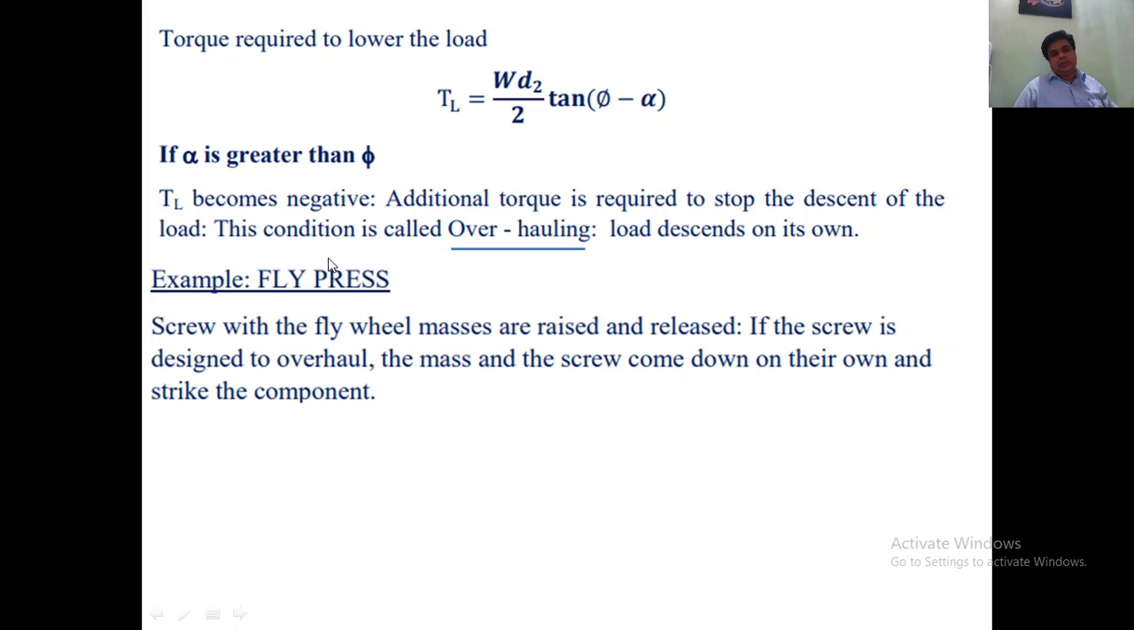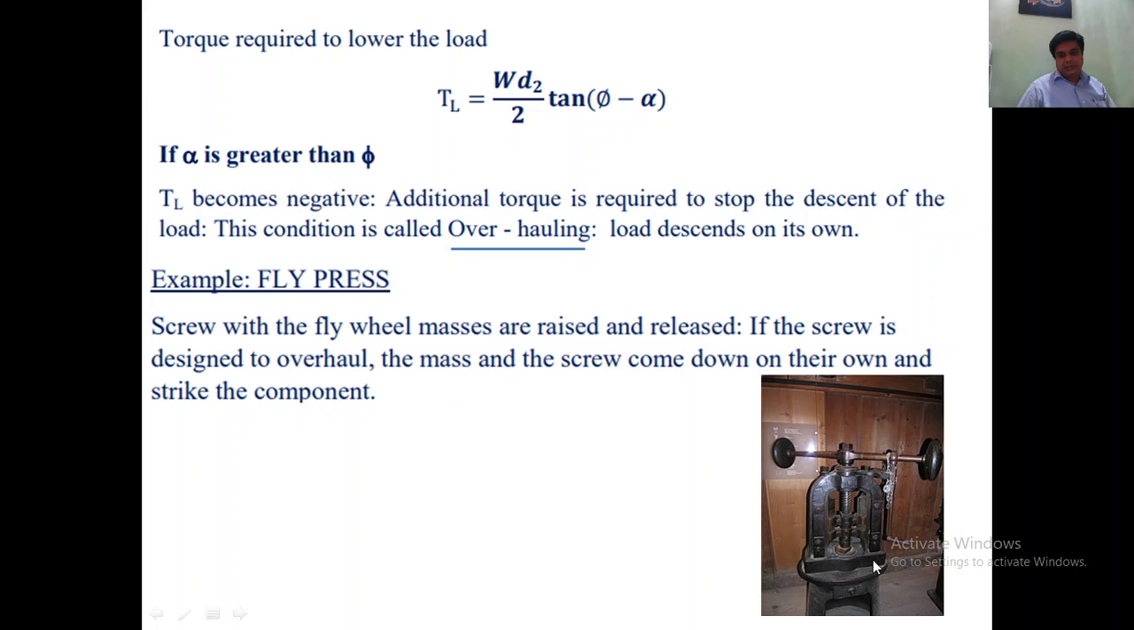An example is the fly press, which is usually used in printing presses to press particular stationery. We have the fly press screw, where weights or masses are raised and released to apply force on the job or the workpiece. If the screw is designed for overhauling, the mass and the screw rotate and the mass comes down on its own and strikes the particular component or the paper sheets which have to be pressed.